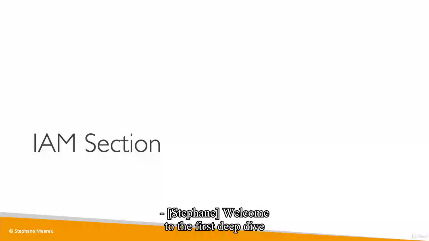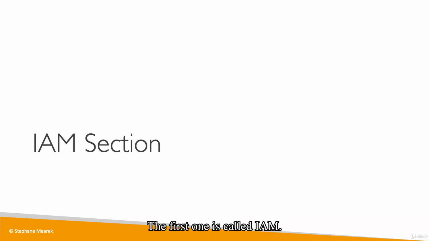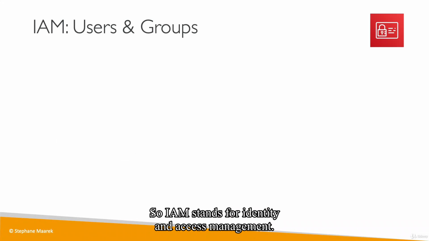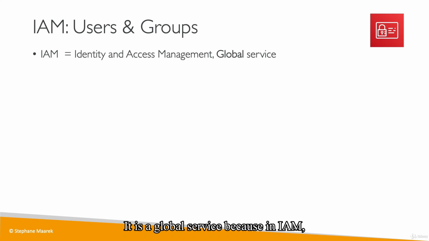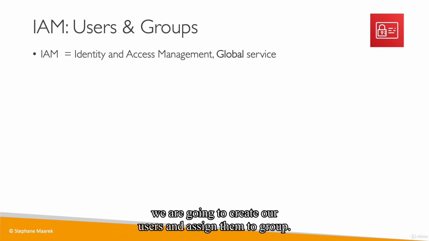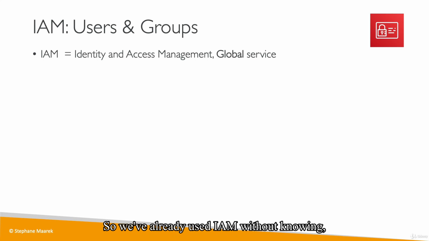Welcome to the first deep dive on an AWS service. The first one is called IAM. So IAM stands for Identity and Access Management. It is a global service because in IAM, we are going to create our users and assign them to groups. So we've already used IAM without knowing.